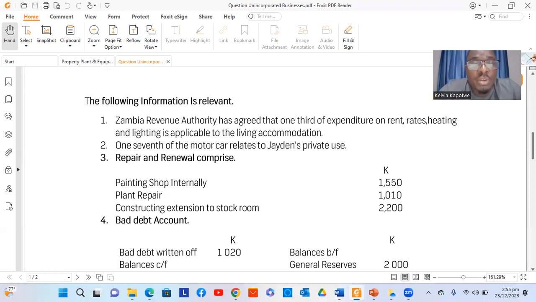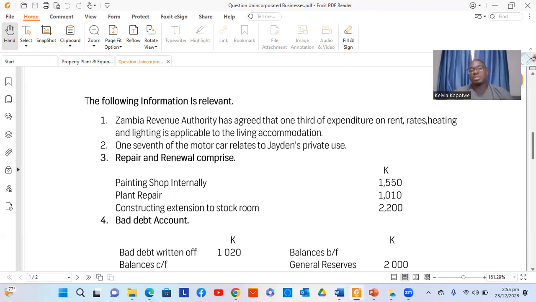So from repair and renewal, we are going to allow painting the shop internally. Painting the shop internally is a revenue expenditure and it's just there to add beauty to the shop. So it's a business expense and they are painting the shop and not their house. Plant repair. So this is a repair that was done to the plant, which is an asset. We are going to allow it. Okay, so we are not going to do anything about it.